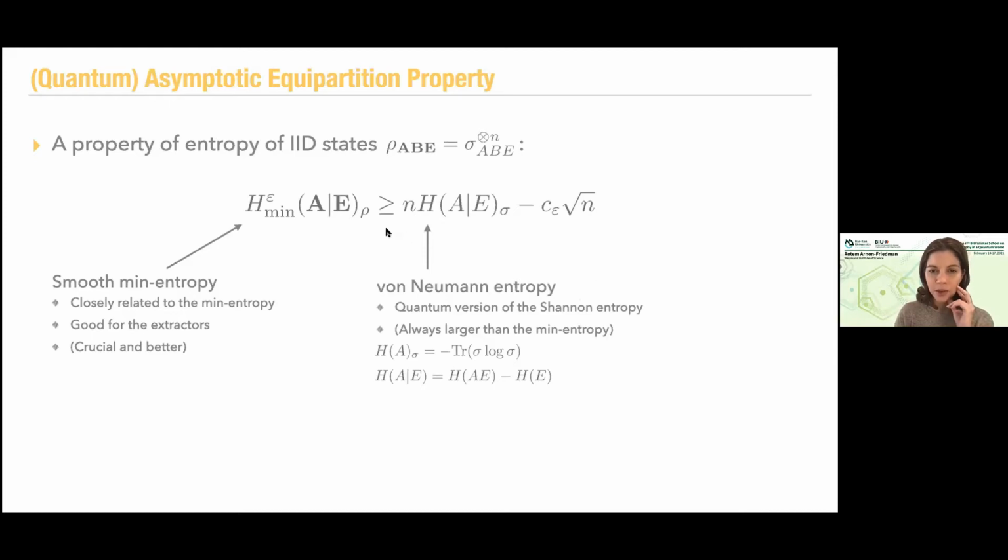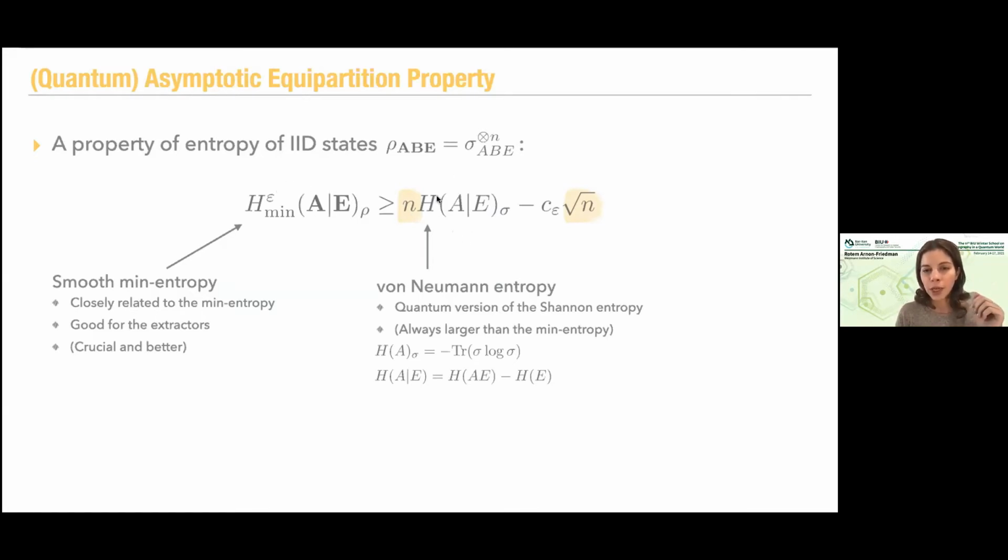So what we have here is this statement, this relation between the entropies in the case of having a state which has this IID form. And the important thing to note is that if we have n rounds, we have n copies of this IID state, then what we see here is a lower bound on this smooth min entropy. So this is what we are looking for.